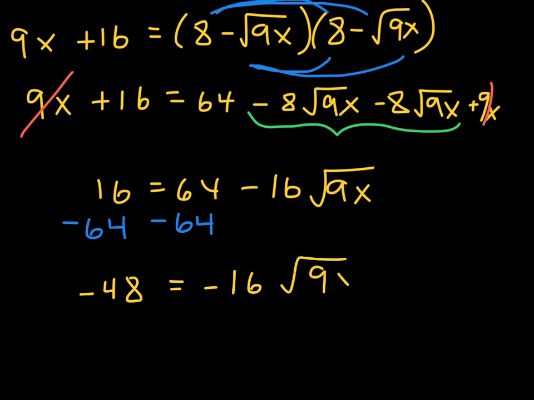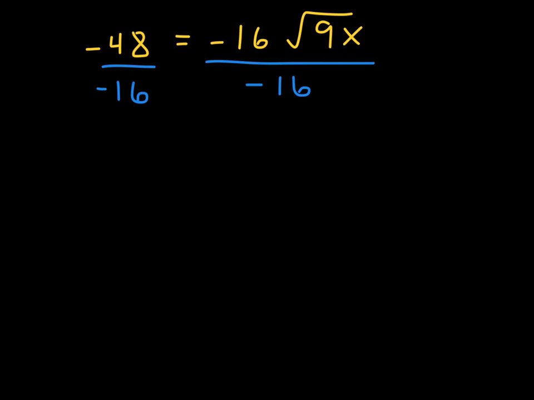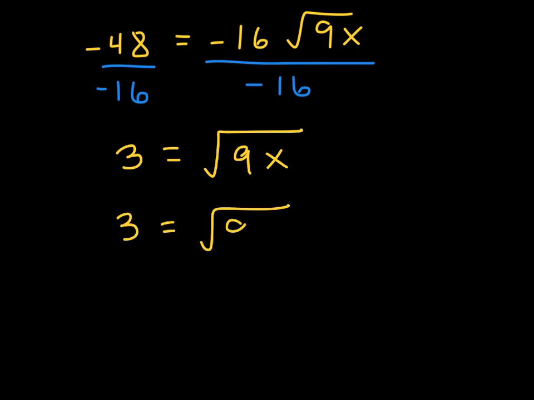We almost have the radical isolated. What we should do now is divide both sides by negative 16, and that will isolate your radical. On the left-hand side, you'll end up with positive 3 is equal to the square root of 9x. Now that this radical is isolated, we can get rid of it by squaring both sides, raising both sides to the power of the index. The left-hand side is 3 squared, which is 9. The right-hand side is just 9x.